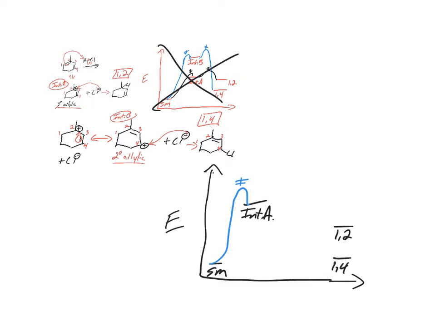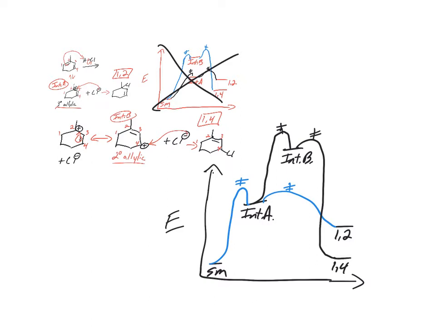Sometimes from intermediate A, you're immediately going to just go right to the 1,2 product, and that means the chlorine is just going to react, and you're going to be done. Make that 1,2 product. Other times from intermediate A, if there's enough energy, you can get up here to intermediate B. Not very likely, but once you get to intermediate B, the only product you can make is back down to the 1,4.